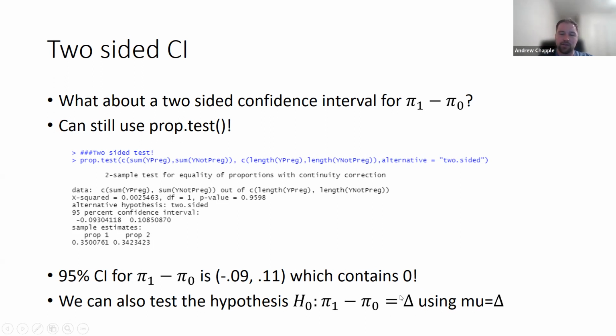I can also test whether this difference is equal to some delta by adding mu equal to delta here, just like t-test and Wilcox test.